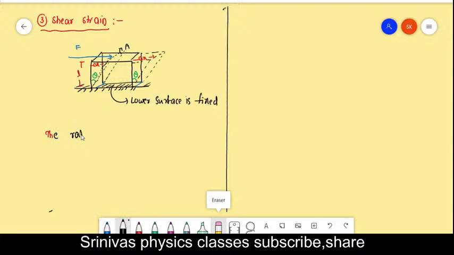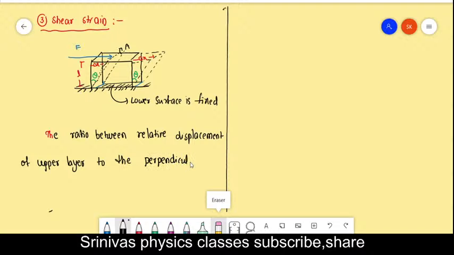The ratio of the relative displacement of the upper layer, comparing with the lower layer, to the perpendicular distance between the two layers is called shear strain. This is about shear strain.